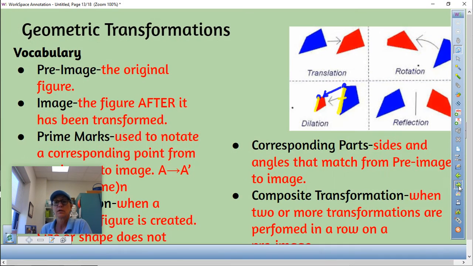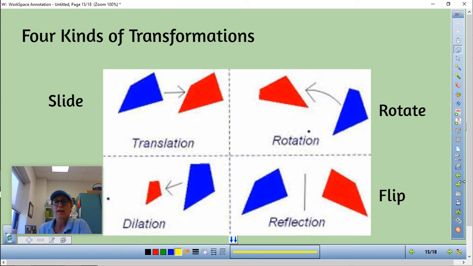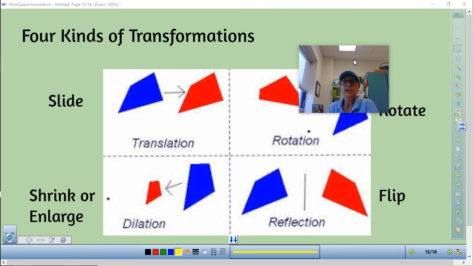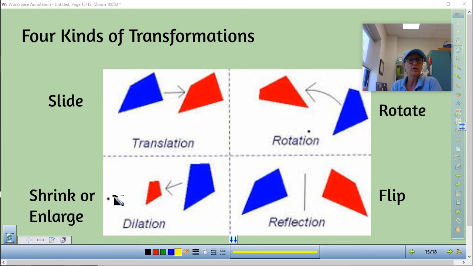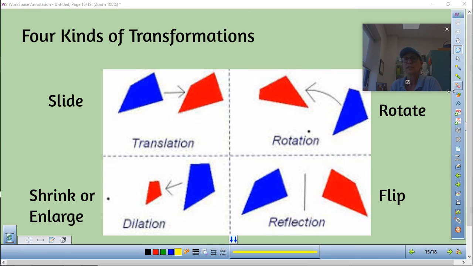And finally, let's go back here. We call the translation, we can refer to that as a slide. Rotation, we say rotate. Reflections, we say that it has been flipped. And when we dilate, we call that we shrink it or enlarge it.